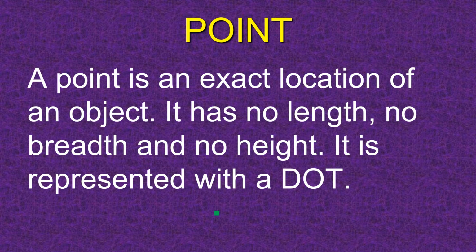So let us learn about a point first. A point is an exact location of an object. It has no length, no breadth and no height. We can also say that it has no dimensions and it is represented with a dot. So if you want to know the examples of point, you can see the stars in the sky. They are the perfect examples of a point.